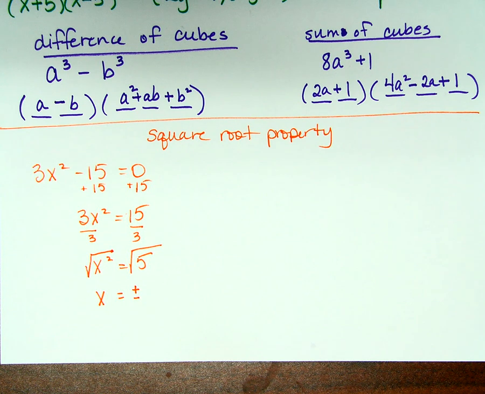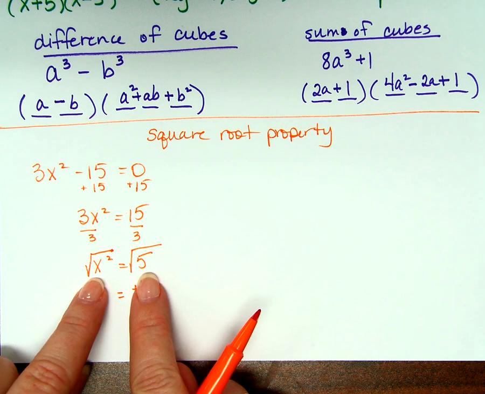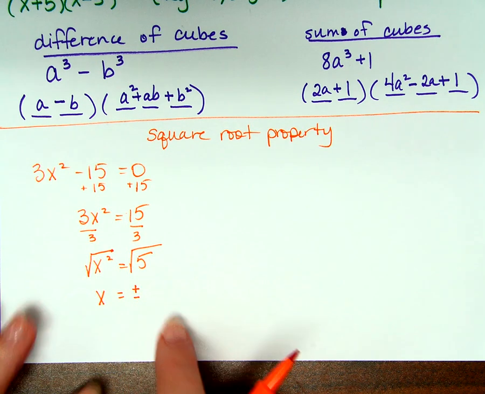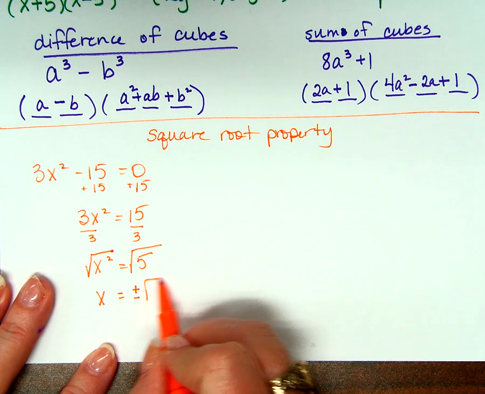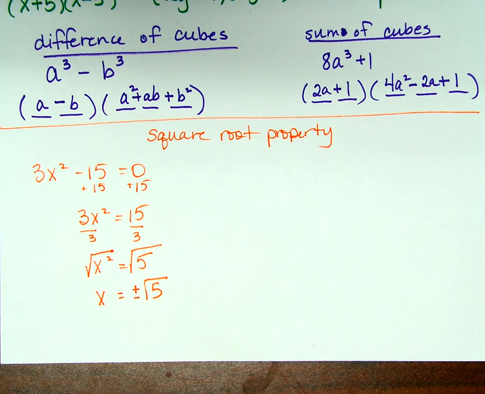Because the first time the square root was in the problem already. It was given to us, right? We put the square root sign in the problem. We have to remember a plus or minus. Do you guys know the square root of 5? Yeah, me neither. Then we just leave it. Does that make sense? Okay.